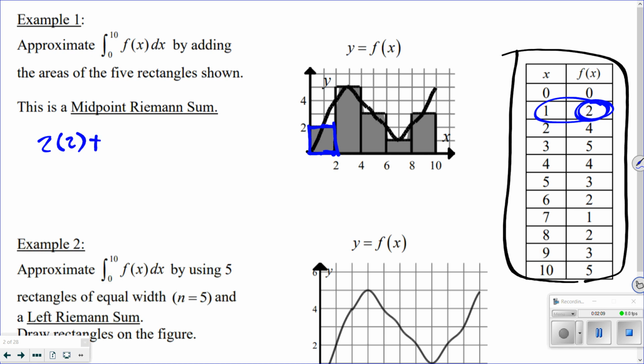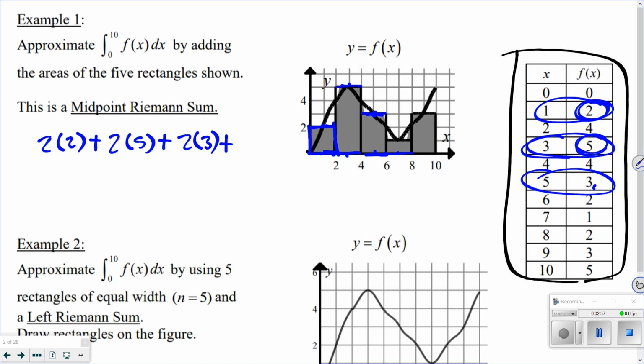All right, let's go to the next one. If you look at that next segment right there, it goes from 2 to 4. So the midpoint would be at 3. The height there is 5. You can see it right up there at 5. So it'd be 2 times 5. I go to the next one. It's going from 4 to 6. So the midpoint would be 5. The y value right there at 5 is 3. That gives you the height. So that'd be 2 times 3.